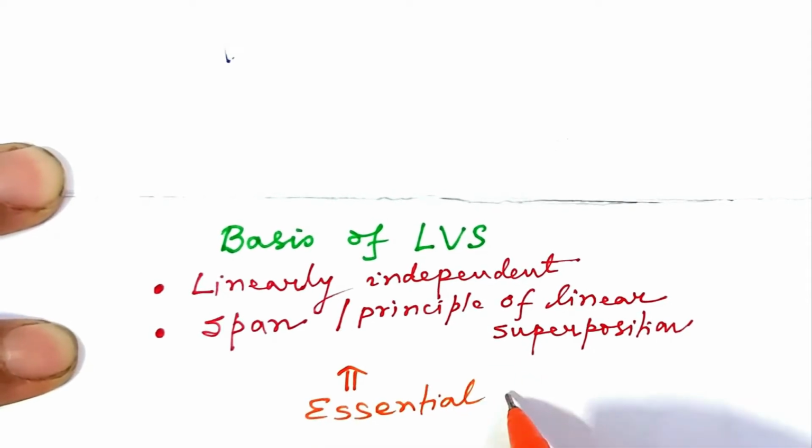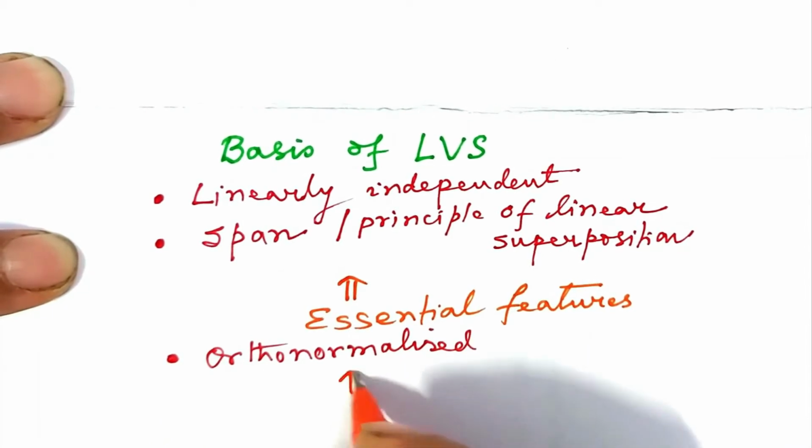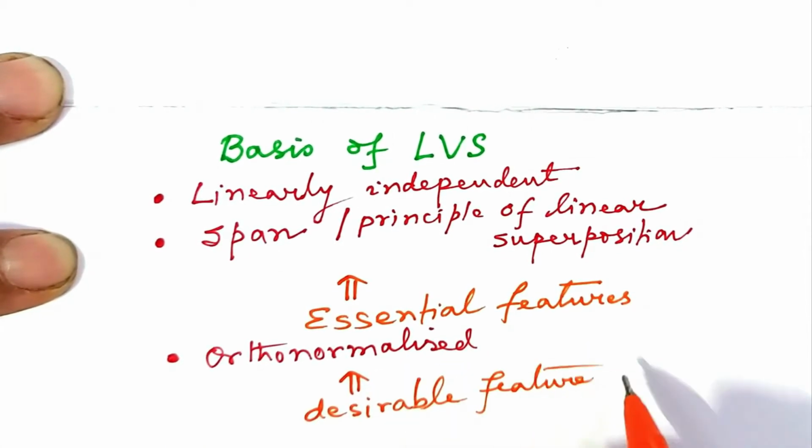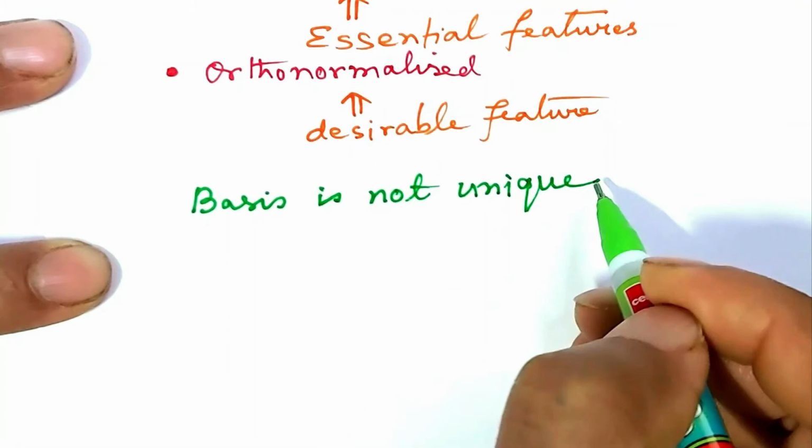These are the essential features and may be orthonormalized, which is a desirable feature. Next, we prove certain very important statements. The first one is that basis is not unique. There can be multiple sets of bases of a linear vector space.